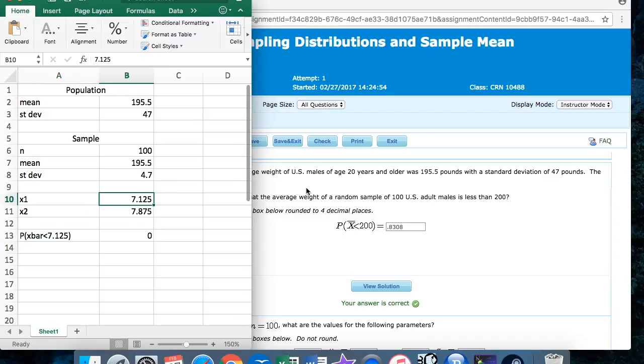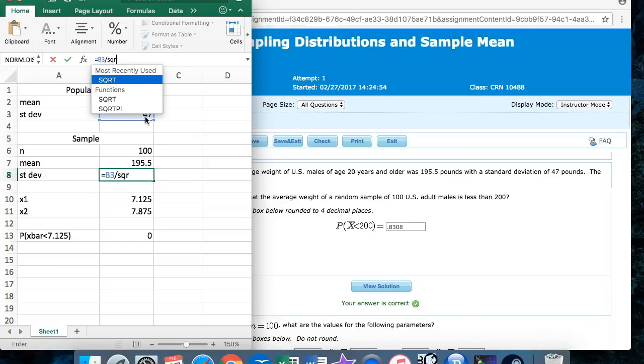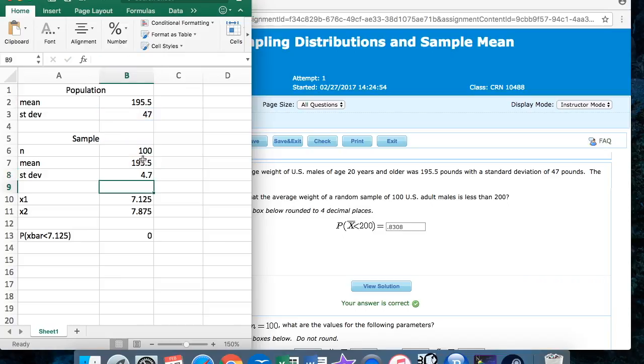So our x value that we want to find the area around. Right off the bat, our standard deviation has already changed from what it was before. Just because repetition is good, I'll go through it again: it's our population standard deviation divided by the square root of our sample size, the 100, and there we go, 4.7. Our x value we want to find the area around is 200.